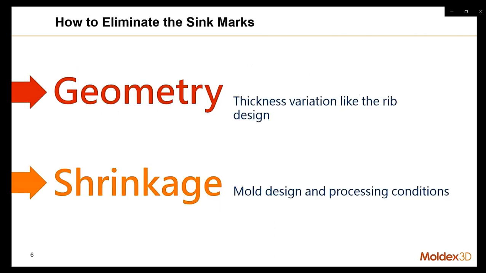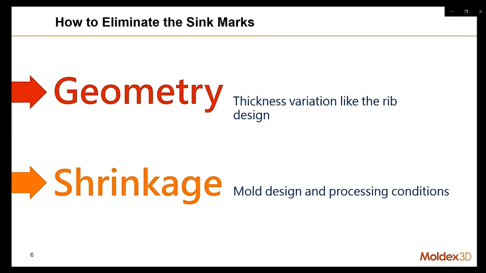So now let's go back to how to eliminate the seam mark. There are two ways to eliminate seam marks. The first one is that we can work on the geometry design. Because we know the seam mark comes from the thickness variation, we can try to optimize our geometry design. And we will also offer several ways for you to deal with the seam mark based on the geometry design.